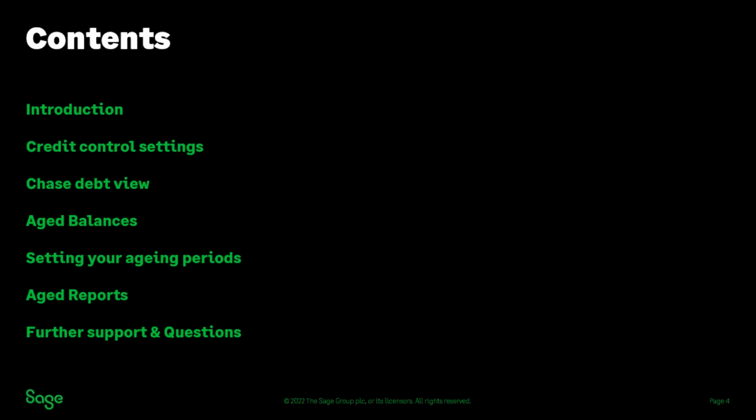Then I'm going to link into the Chase Debt view. I'm going to show you how some of those settings that you can set up can then be pulled through into Chase Debt, and then you can start to use those to filter your customer list. Now I'm very briefly going to touch on aging, just because they are a key feature of the Chase Debt view. We have a whole session on aged balances and aging reports, so I am going to be quite brief on those, but we will give you a link to the recording shortly after today's session. And if you've got any further questions at the end that we can maybe demonstrate for you, we'll cover those towards the end of the session.